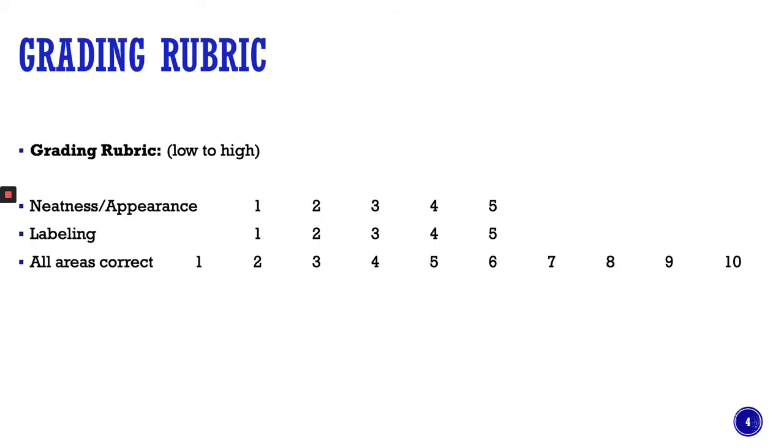So for grading, I'm looking for neatness and appearance, labeling, and that all areas are correct. So make sure you label it, make sure it's neat. Don't just scribble it out. You have time to do this. And make sure all of your Venn diagram areas are correct.